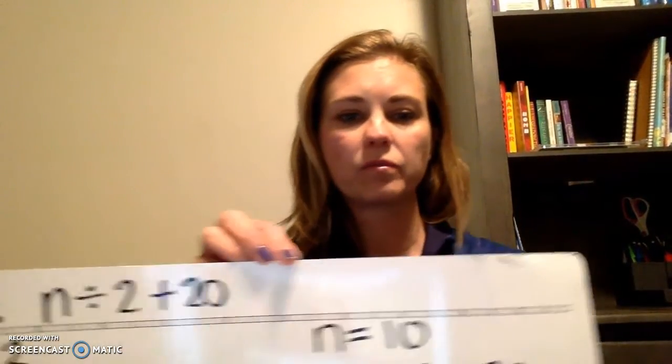To solve this problem, we need to go through each of the problems and put in that n variable to see if we can find the answer. Now it tells us that the answer we're looking for is an expression that simplifies to 35. So that's what we're looking for. So I'm going to start with A.